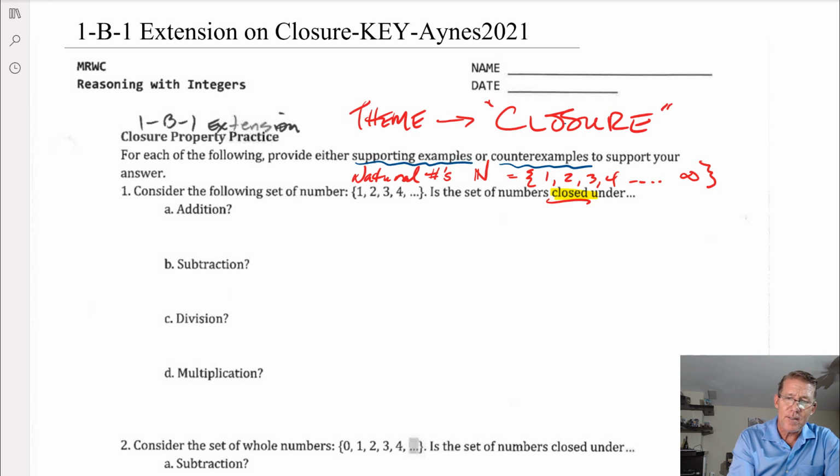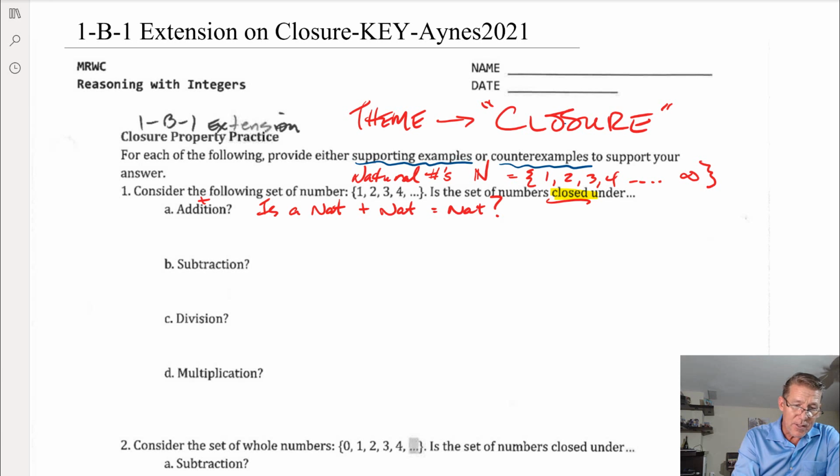What you need to think is: if you operate on any two numbers in the set, is the result in the set? That's the main idea. So in this case, is a natural plus another natural, because we're dealing with addition, equal to a natural? That's the big question. And what you can do is provide supporting examples.